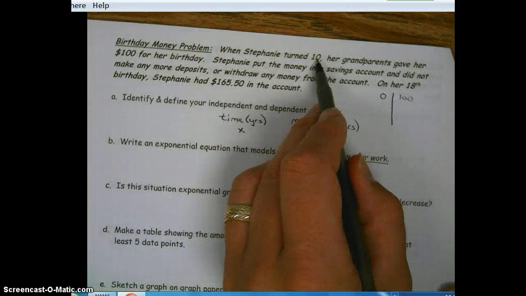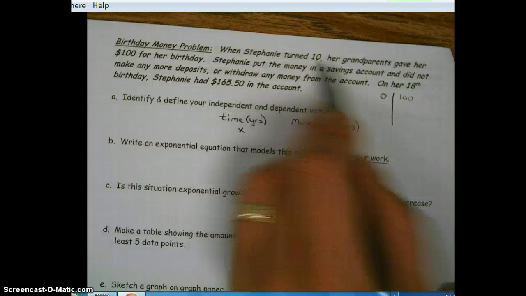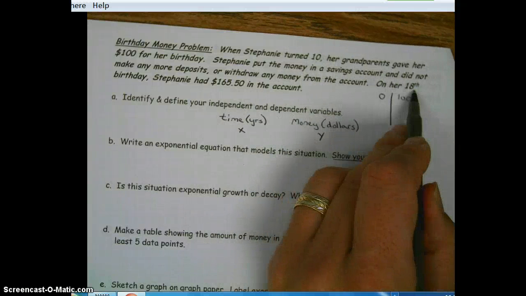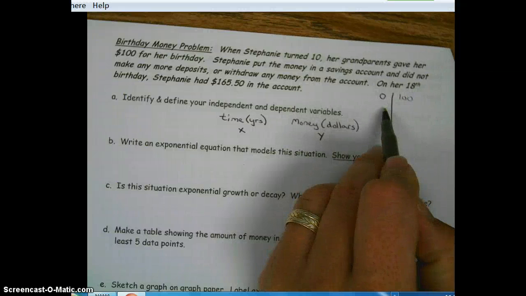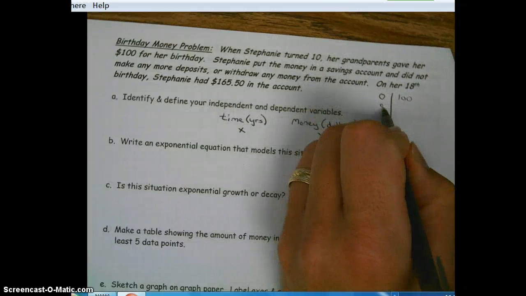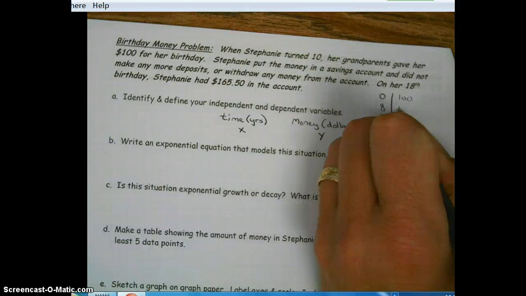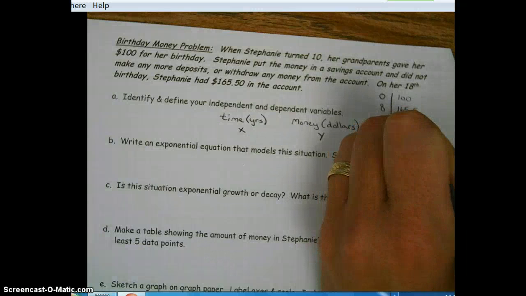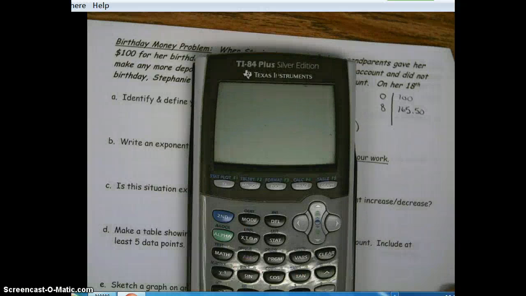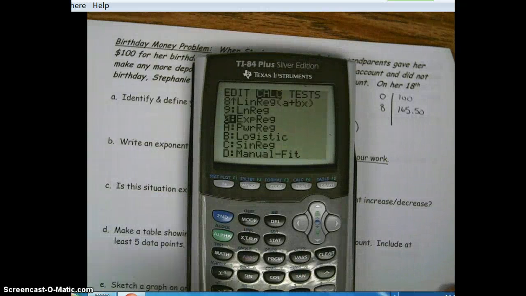So when time is 0, because no time has passed, she put $100 in. And then on her 18th birthday, that would be how many years? 18 minus 10. 8 years later, she ends up with $165.50.